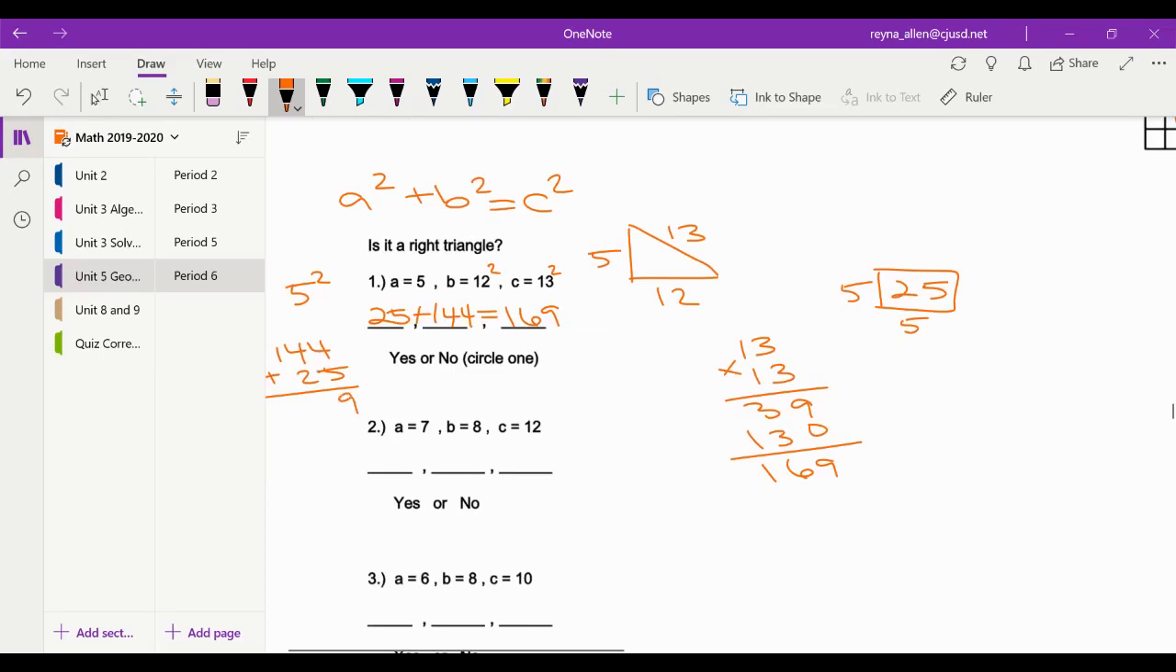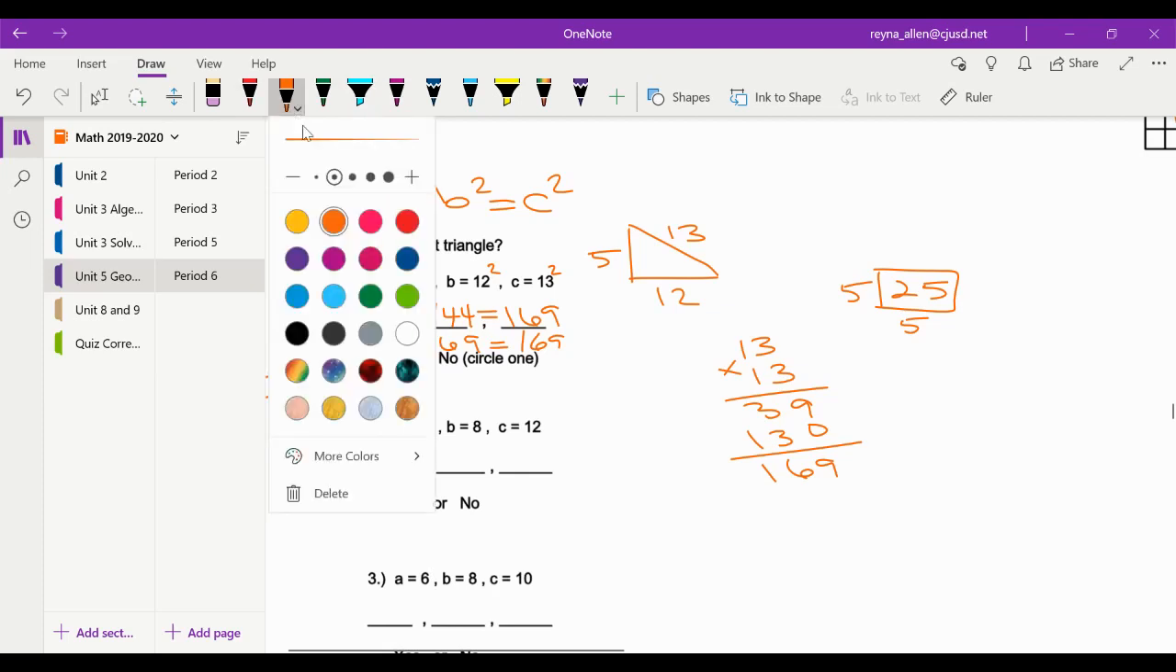5 plus 4 is 9. 4 plus 2 is 6. Bring down the 1. Oh my goodness, look. 169 is equal to 169. So we say yes. That is a right triangle. Okay, let's try the next one. Put a different color.